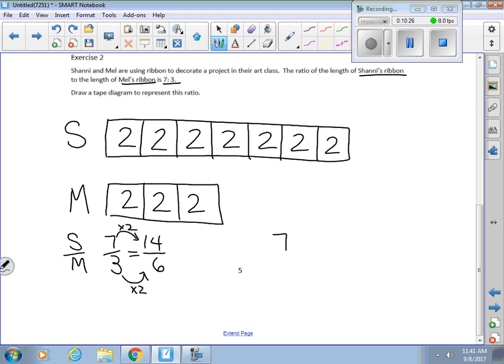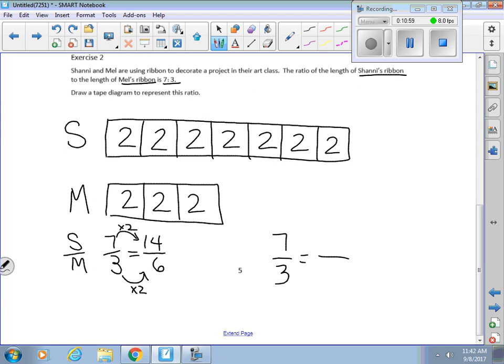So let's do another one. So our ratio is 7 to 3. Who can give me another example of a ratio that has the same value as 7 to 3? Victoria, you want to try? Can you give me another ratio right here that has the same value as 7 to 3? All right, she's passing.